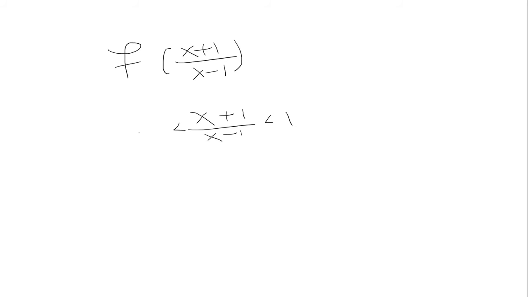Okay. Next case, we're going to be looking at f of x plus 1 over x minus 1. We know that x plus 1 over x minus 1 has to be between -1 and 1. So again, here we have to look at two cases. First, when x minus 1 is negative. Second case, when x minus 1 is positive. So when x minus 1 is negative, I'm going to multiply that to all the sides, and the inequality is going to flip because we're multiplying by a negative.